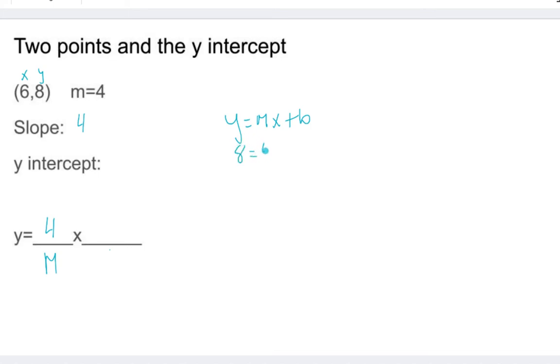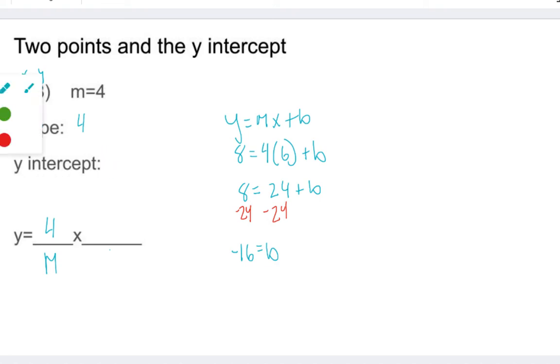So y is 8. We know that slope is 4. And the x number is 6. Plus something we don't know yet. So now it's just a matter of multiplying. So 8 equals 24 plus something we don't know. Then since this 24 is positive, to solve for b, we're going to subtract it from both sides. So 8 minus 24 is negative 16, and that's what b has to be.